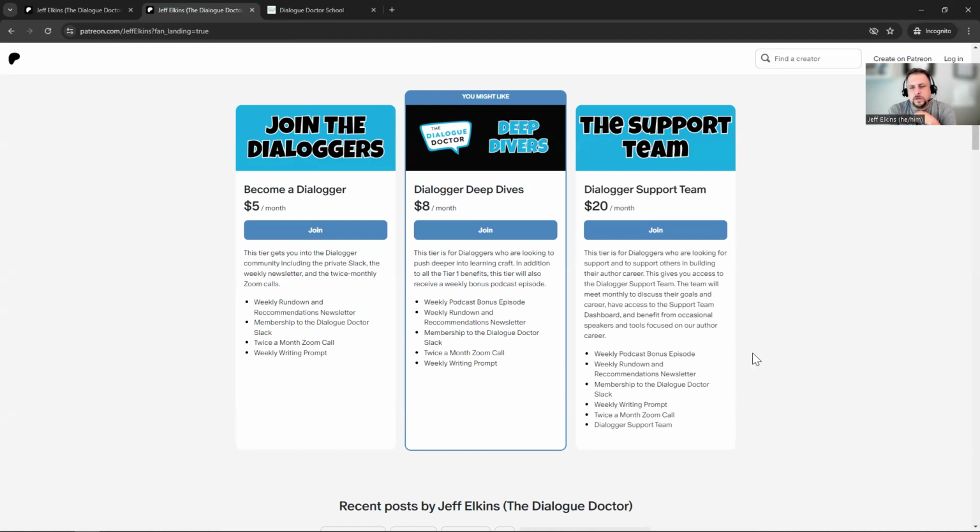And then there's the support team. This is something we started this year that we're trying out. So far it's going great. So I assume we'll keep it, but I'm always playing with these tiers and what we're doing. Right now, with the support team, you get all the stuff in the other tiers, but then you also get a weekly meeting with me. We're meeting Saturday at 8:30 a.m. And as a team, we're asking, what do we need to help us advance to the next stage of our author life, whatever that stage looks like.